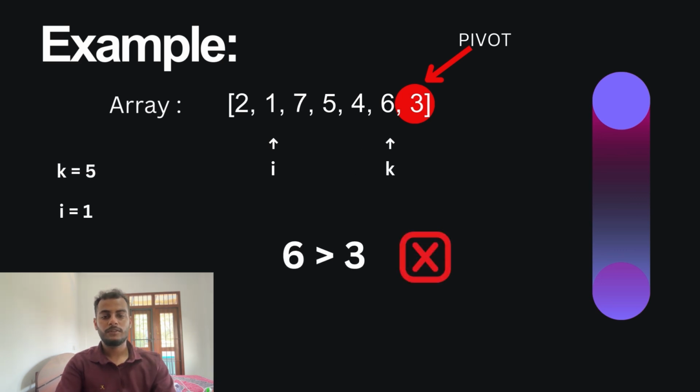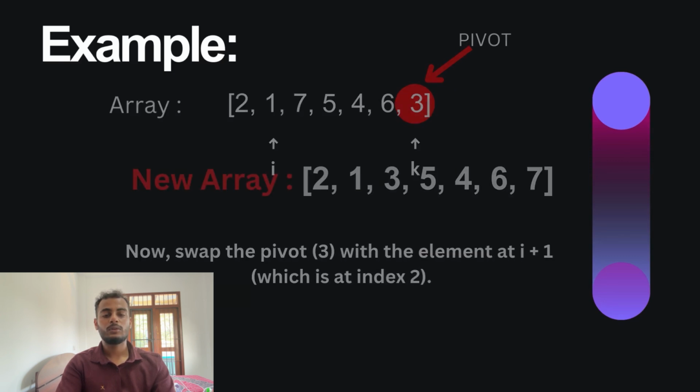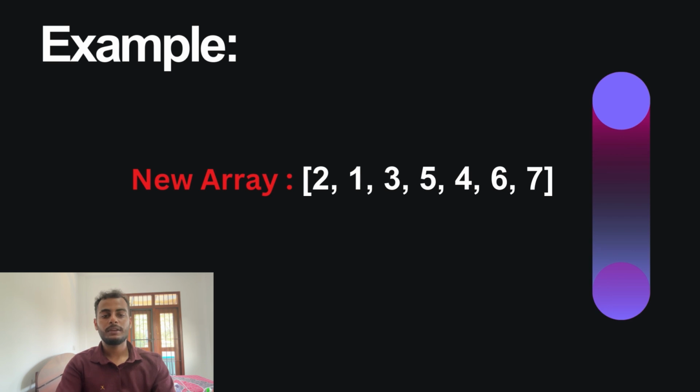Now k equals 5. Element is 6, which is greater than the pivot 3. No swap, just move to the next k. Now k equals 6. Element is 3, which is equal to the pivot. No swap, just move on to the final partition step. Swap elements at I plus 1 equals 2 and k equals 6. Now the new array is 2, 1, 3, 5, 4, 6, 7.